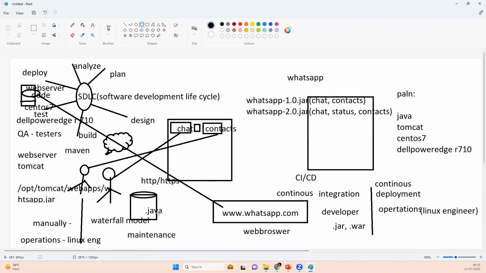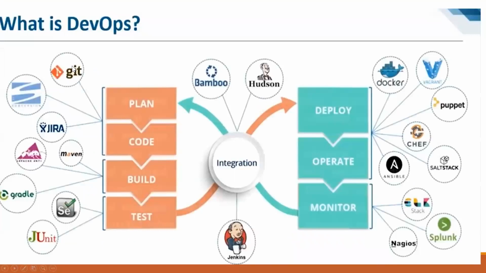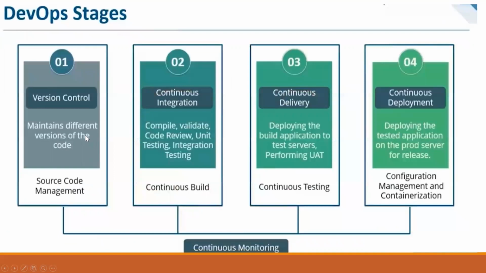Whatever code the developer develops is copied into the Git repository, so it maintains source code management. The Git repository is nothing but source code management. It is a version control system. Git takes that code and maintains the different versions of the code. This is source code management. The developer develops the code and pushes it to the Git repository.